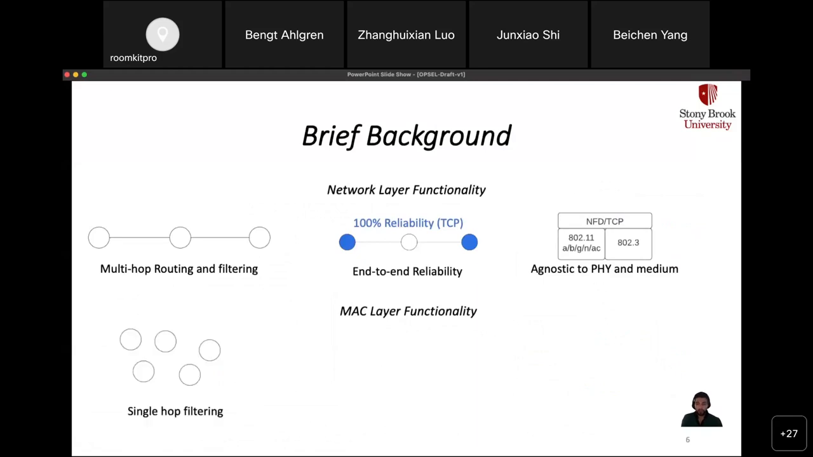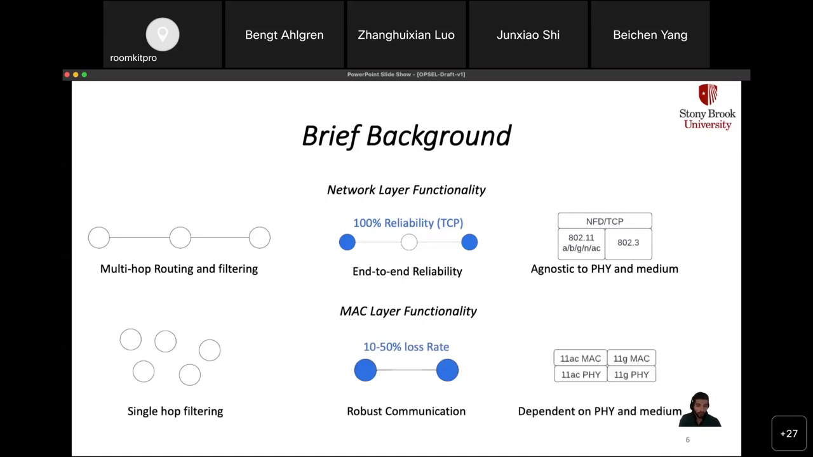MAC layer functionality, on the other hand, is single-hop filtering. It does not care about multi-hop, and it does not do any routing. It's only robust communication, which means it's usually best effort. A 10 to 15% loss rate is acceptable, and the network layer can compensate for the rest. It's very dependent on the physical layer and the medium. When you're designing a MAC layer for 802.11ac, you need to design it based on the physical layer. You can't just take a MAC layer from a different physical layer and put them together. It's not going to work well. It's very dependent on the medium as well.